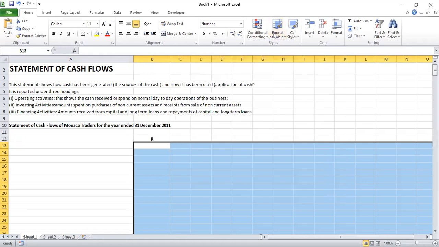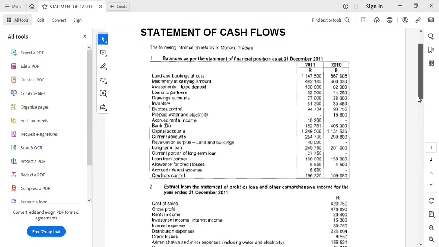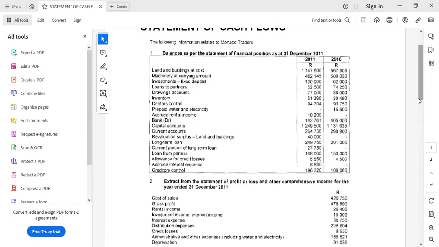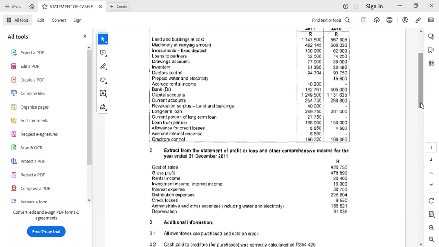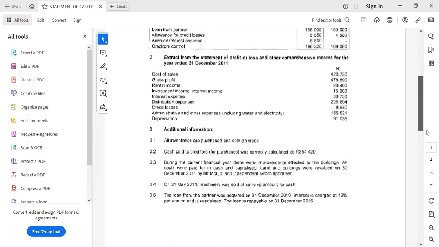Right, before we proceed, let's also read the additional information. So normally what they do when they ask you to do a cash flow, they will give you two statements of financial position, one for last year and one for this year. And they will also give you the statement of profit or loss for this year.